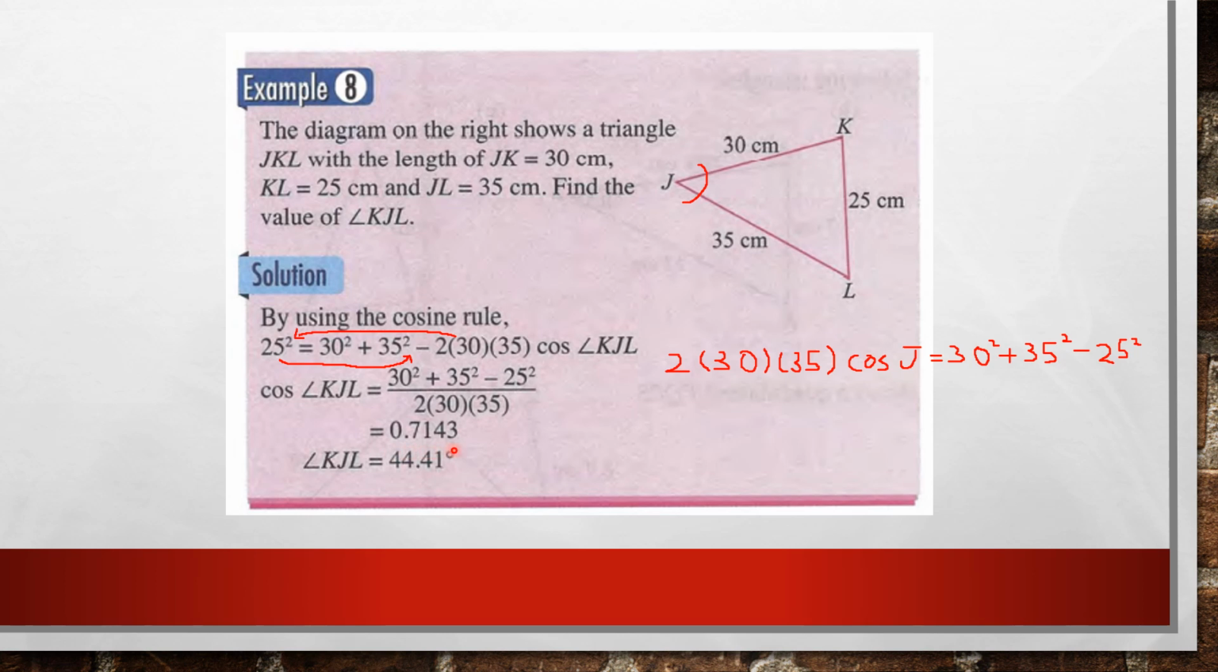0.7143. 0.7143 is the value of cosine. So you use your calculator, you press shift cos, and you will get the answer for angle KJL, that is 44.41 degrees.